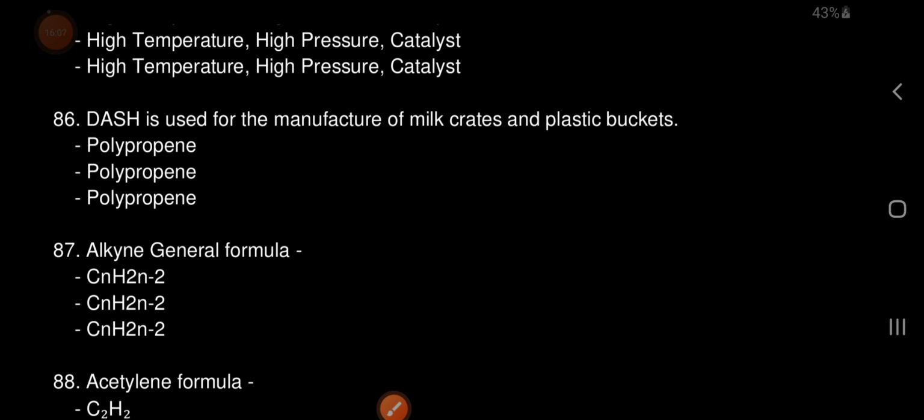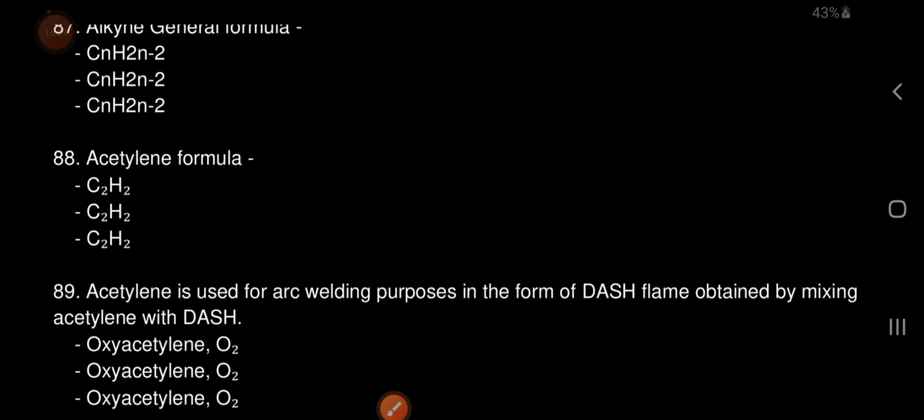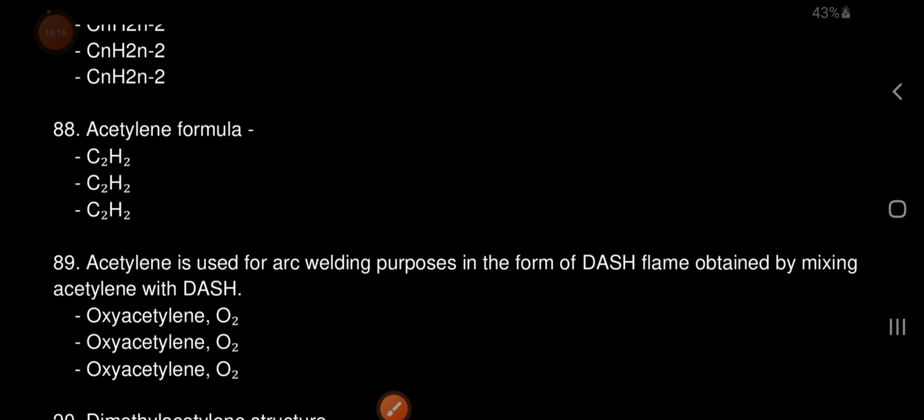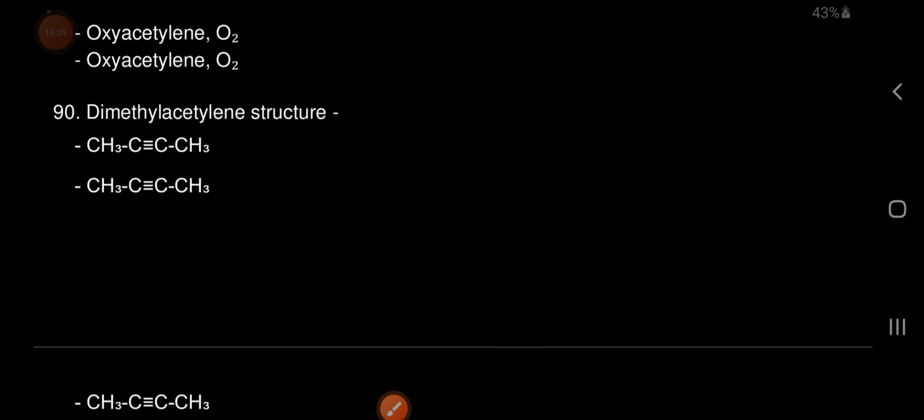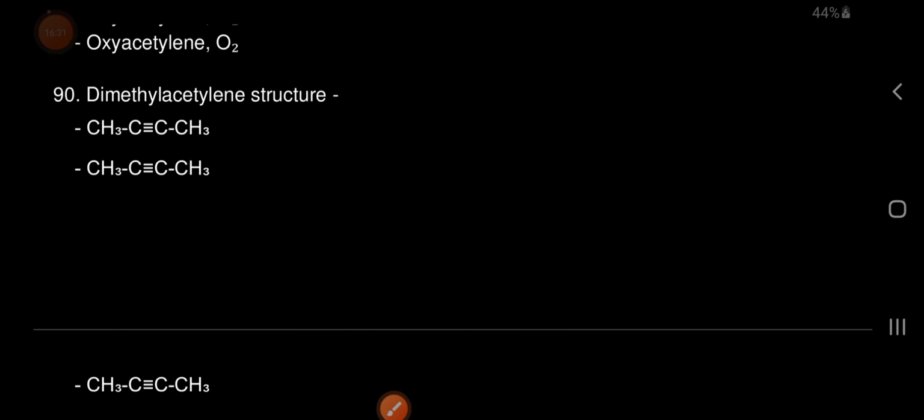Acetylene formula: C2H2. Acetylene is used for arc welding purposes in the form of oxyacetylene flame obtained by mixing acetylene with O2. Dimethyl acetylene structure: CH3-C≡C-CH3.